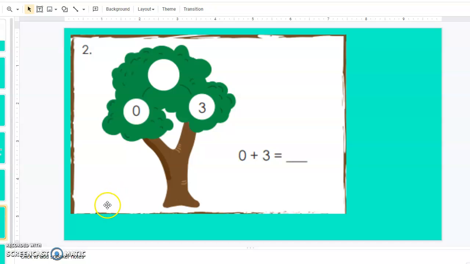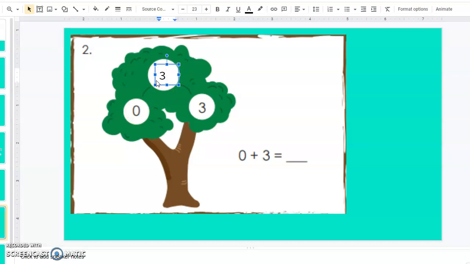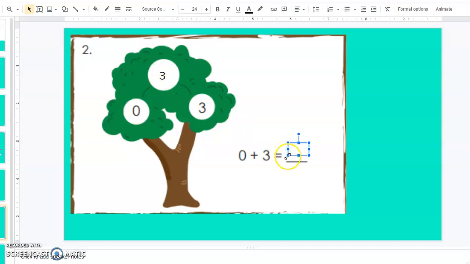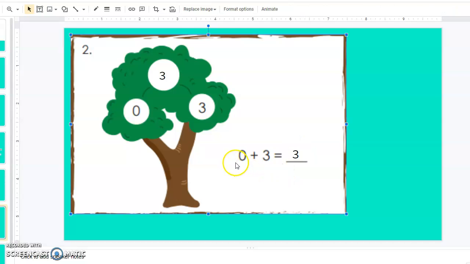Here's another tree. What's the missing number? So it's represented in the equation and in the tree. We have 0 and 3 to make what whole number? We know that 0 is nothing. So 3 plus nothing equals 3. So you'd be writing that in your missing number. And then you'd write it again over here to show the equation that it represents. 0 plus 3 equals 3.